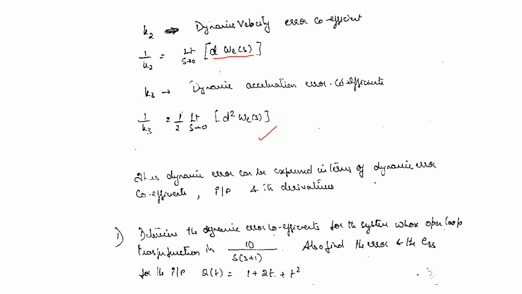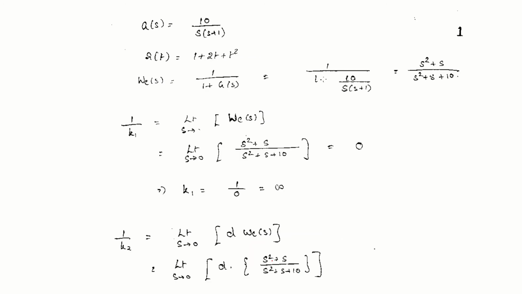Now you see, the transfer function is given, the open loop transfer function is given, and the input is given. So we have to find that: find k1, k2, k3.